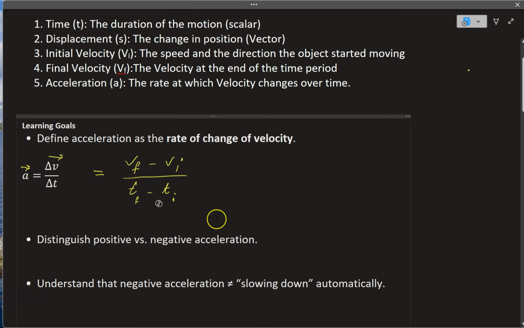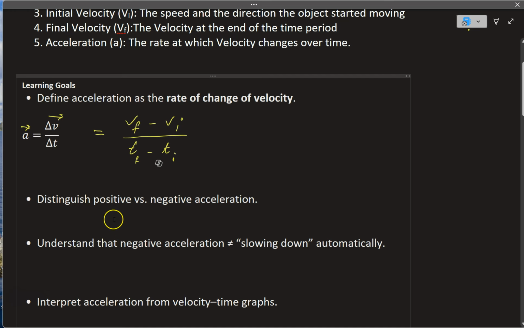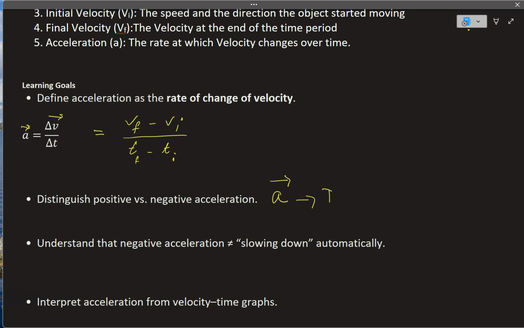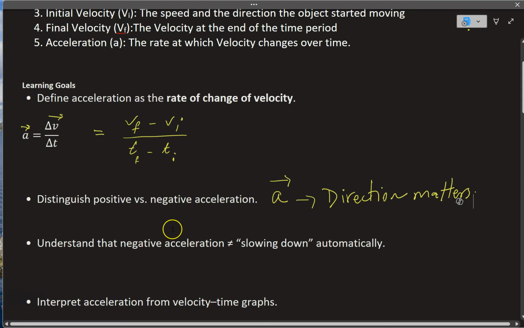Now I put down a few notes here for learning goals. Distinguish between positive and negative acceleration. Because acceleration is a vector, therefore direction matters. Simple as that. Now negative acceleration does sometimes mean slowing down, but not all the time, because it could be that you're moving in a negative direction from the reference point of origin, and that's okay. That would be a negative acceleration.